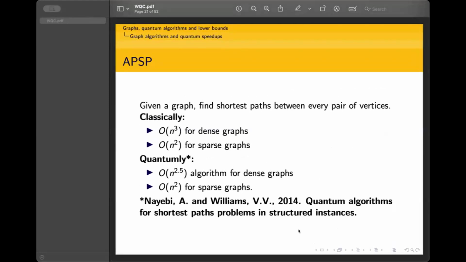And this paper incorporates basically a Grover search, but it's not straightforward to apply it. But this quadratic speedup that you can see in the dense case is, again, believed to be optimal. So in the quantum case, APSP is not believed to be solvable faster than n to the 2.5. So there is a speedup, but it's very hard to find faster algorithms, and it's not believed to be true that you can find faster algorithms. Okay, so this is the APSP problem.